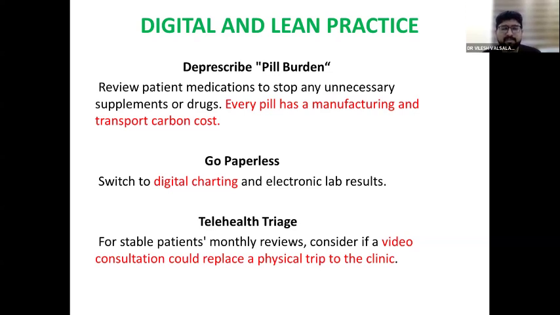The amount of time, the kilometers spent, and the carbon emission generated by the transport for seeing this patient can be reduced. And that is where this telehealth triage really helps in decreasing carbon emissions. So digital and lean practice depends on decreasing the pill burden, going paperless, and telehealth triage.